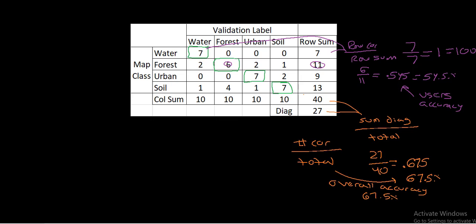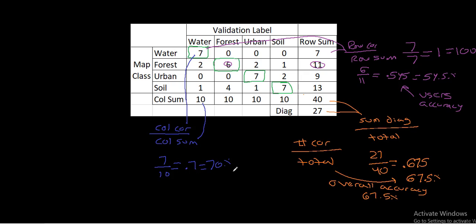Okay? So the last thing that we can do, and I'm going to use blue, is we can take the column correct, which I'm calling column core, over the col sum. So to be clear, we're taking this number, we're taking this number. That's 7 over 10, which is going to be 0.7 or 70%.